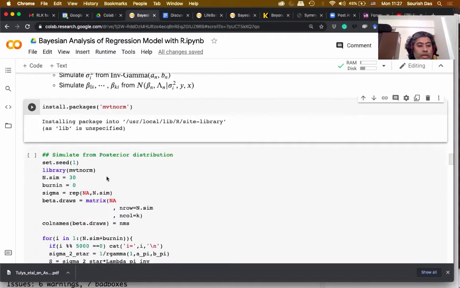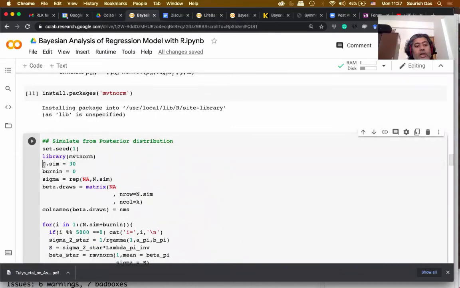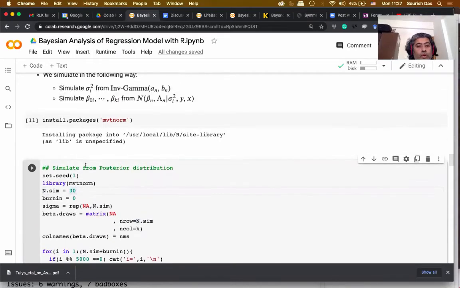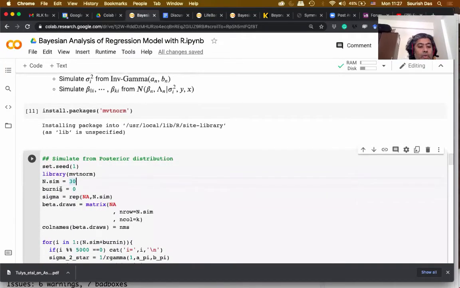So I call the library mvtnorm here, which I just installed. In the first run, I'm going to simulate 30 values from this posterior distribution and estimate the alphas, betas, and sigmas. Now there is something called burn-in. I will explain the concept of burn-in later when we introduce Markov chain Monte Carlo. For the time being, we don't need burn-in, so I have kept it at 0.